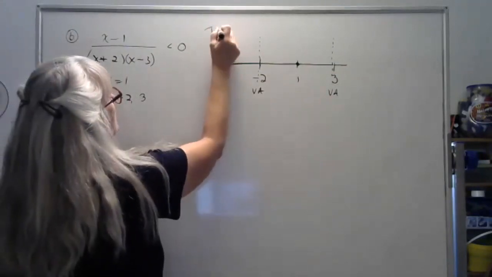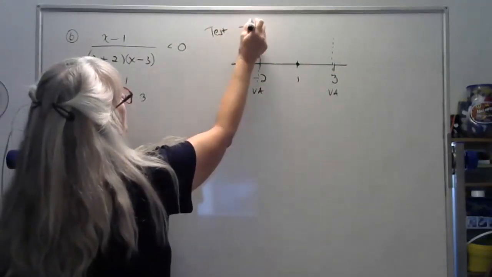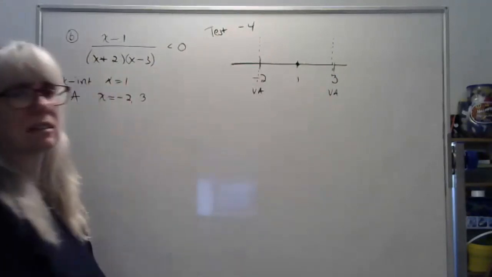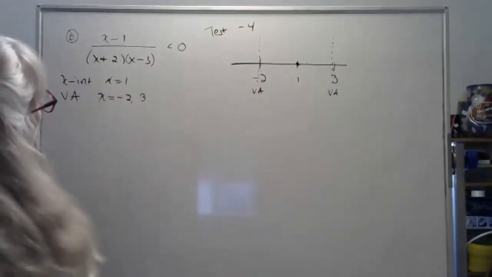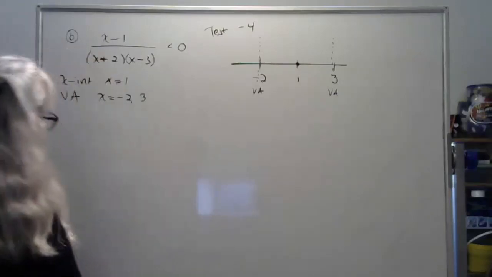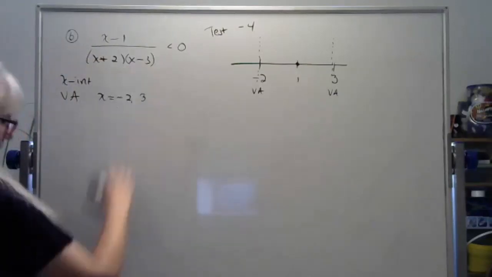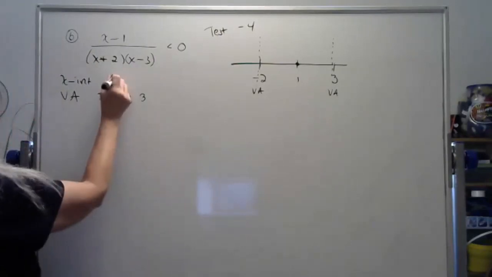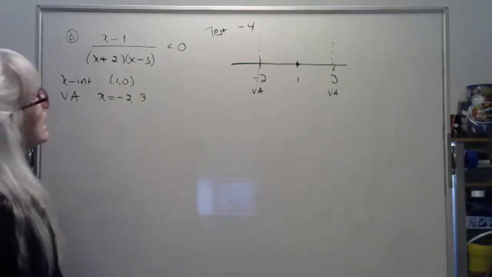So let's test -4. Anything to the left of -2. So we're going to test a -4. You just need to plug it in. I've got to write my x-intercept as a point. Sorry. Okay, plugging a -4 in.